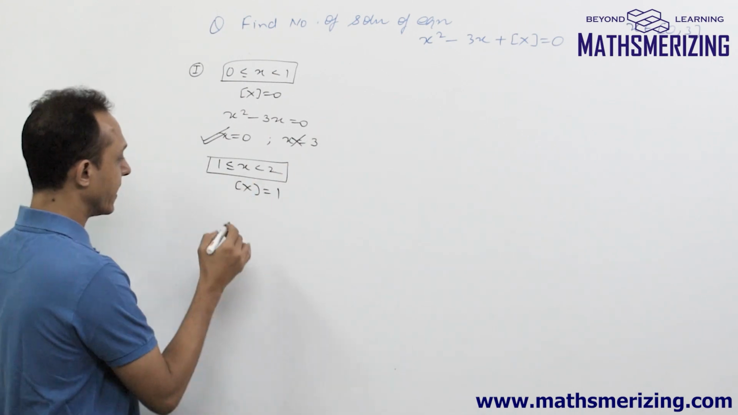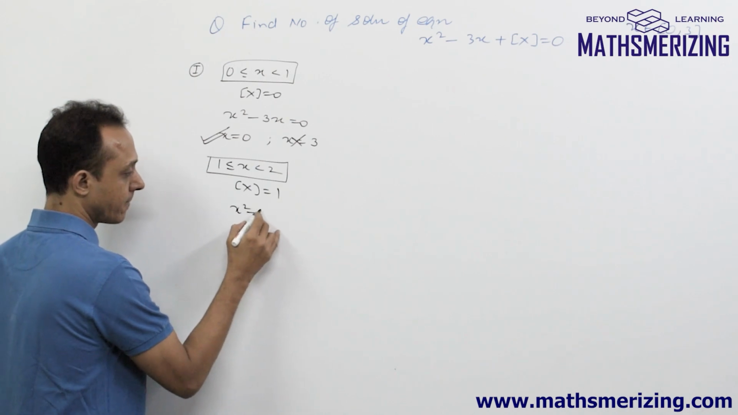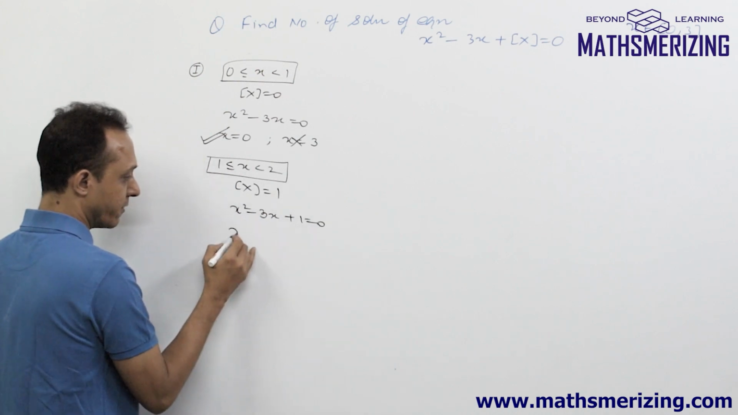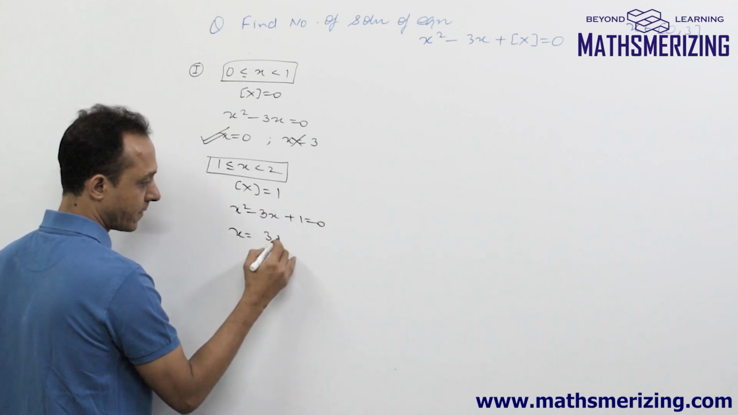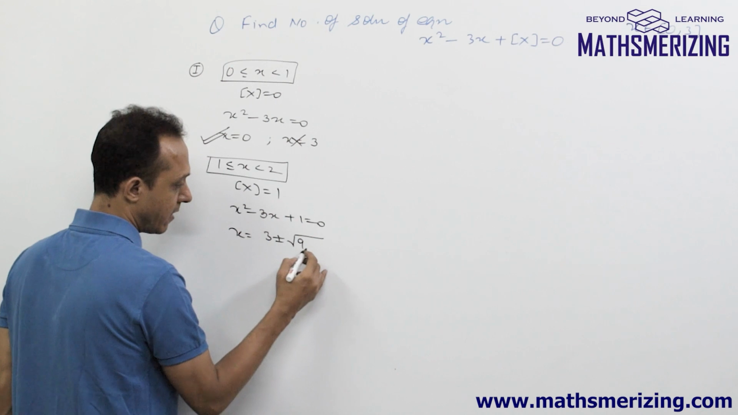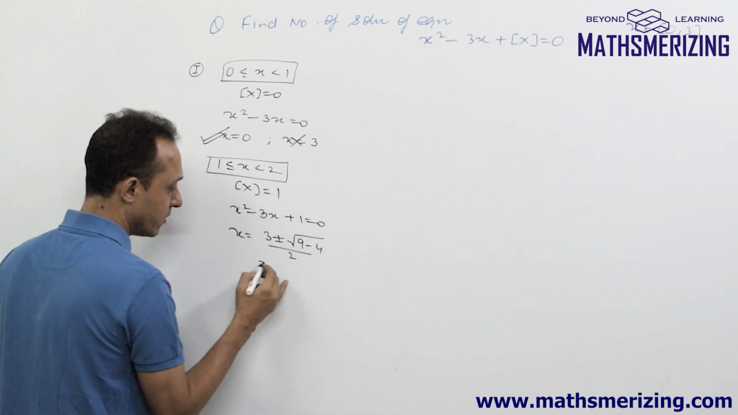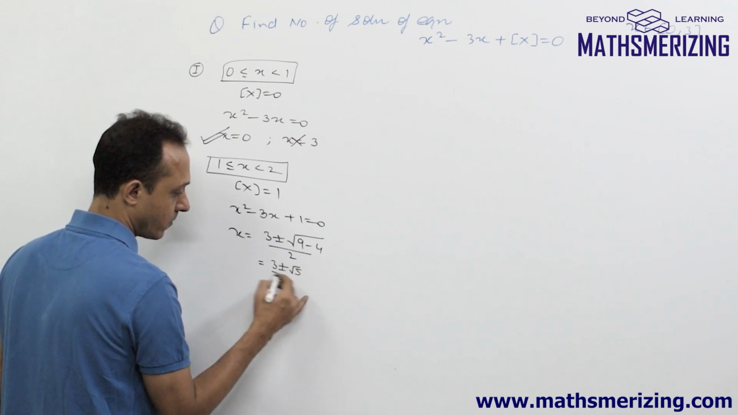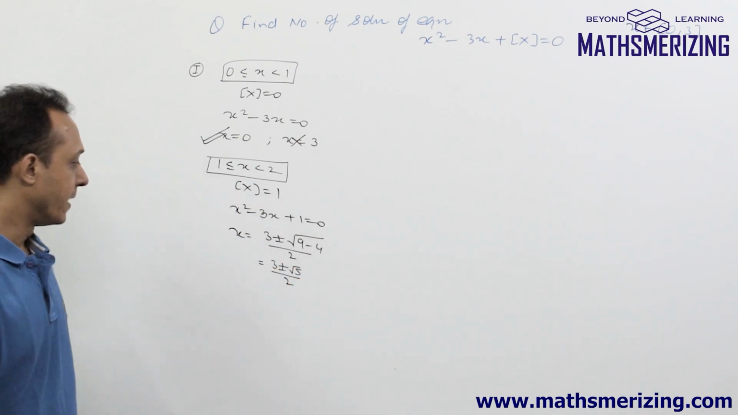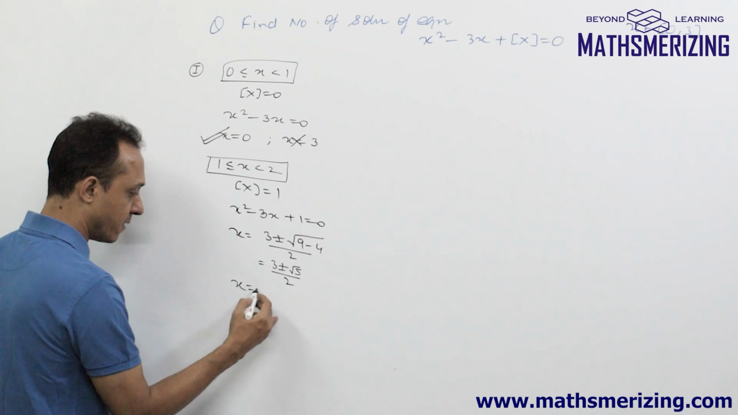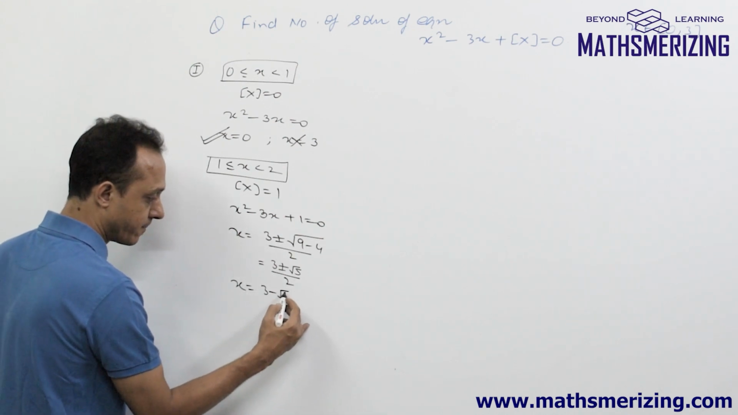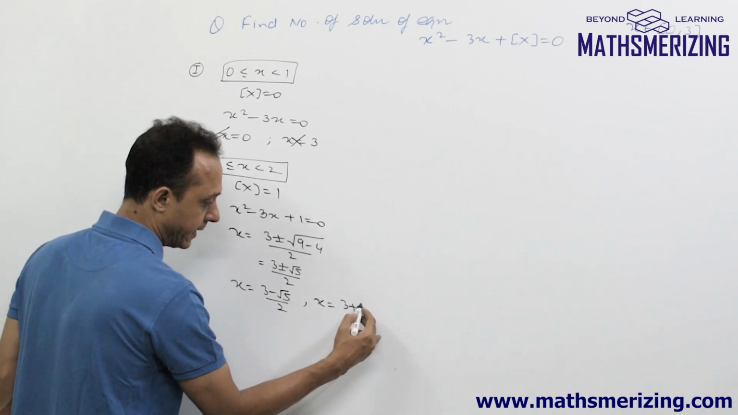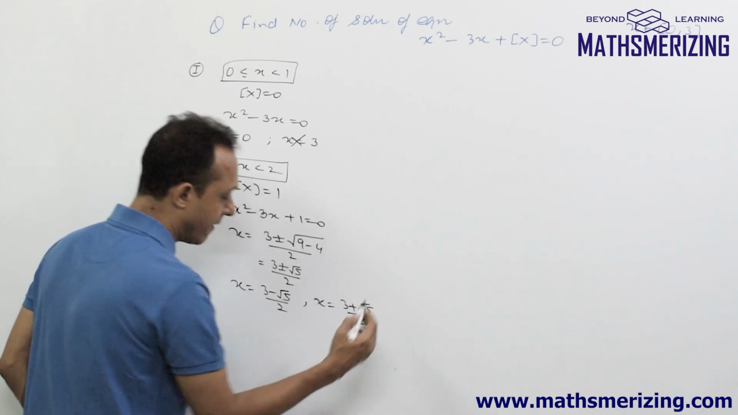So if I put this value, I'll get x square minus 3x plus 1 equals 0. So the value of x I'll get is 3 plus minus under root of 9 minus 4, by 2. So there will be 3 plus minus under root 5 by 2. So the values of x will be either x is 3 minus under root 5 by 2 or x is 3 plus under root 5 by 2.